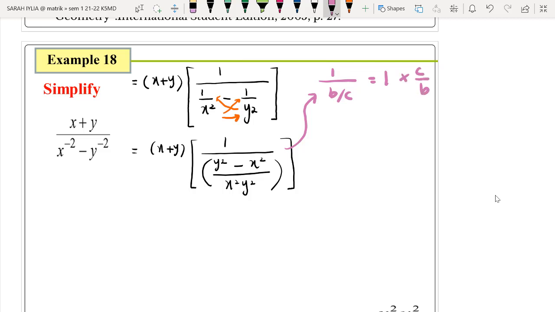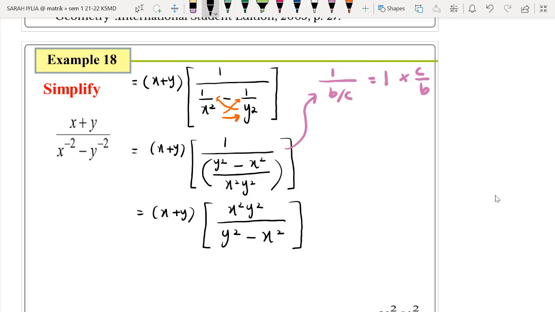Fraction tu kita kena flip over, terbalikkan dia. Okay, so if I rewrite this, saya nak flip overkan denominator part, you will get now x squared y squared over y squared minus x squared. Dah nampak macam ringkas sikit kan? Okay. Now, sebab dia nak simplify tadi, kita check satu-satu. Ada tak benda lain kita boleh simplify lagi?